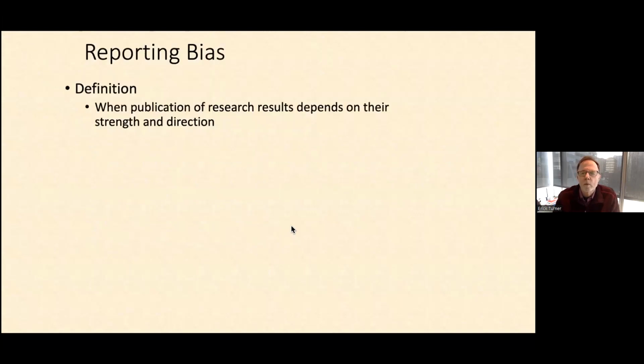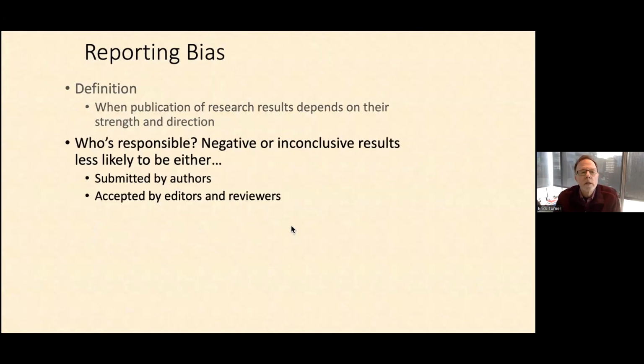Anyway, what is reporting bias? By definition, it's when the publication of research results depends upon their strength and their direction. And we'll talk about this next bullet a bit more later. Who's responsible? It can be when negative or inconclusive results are less likely to be either submitted by authors or accepted by editors and reviewers. So it's a tango. It takes two to tango, as they say.